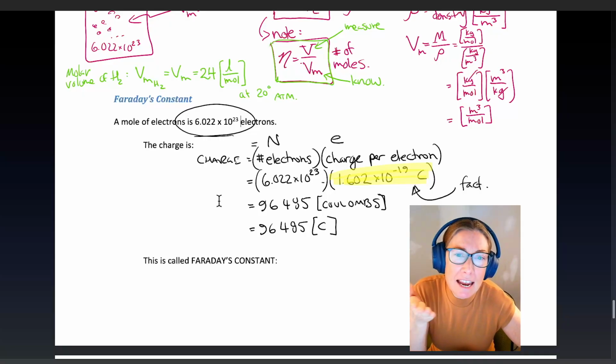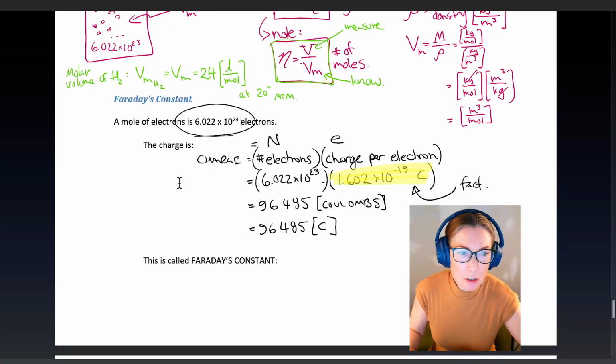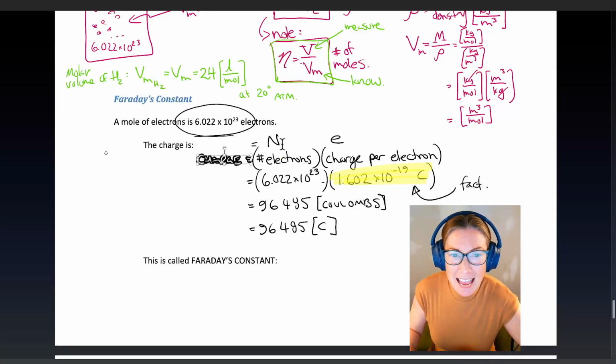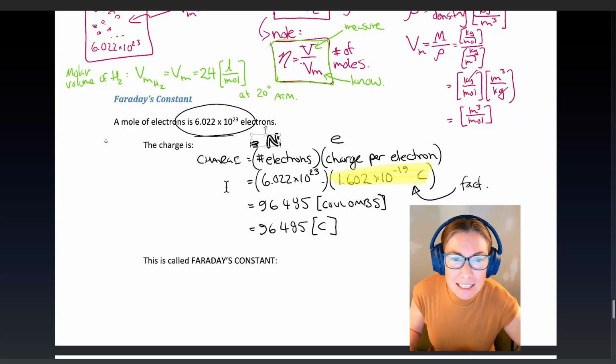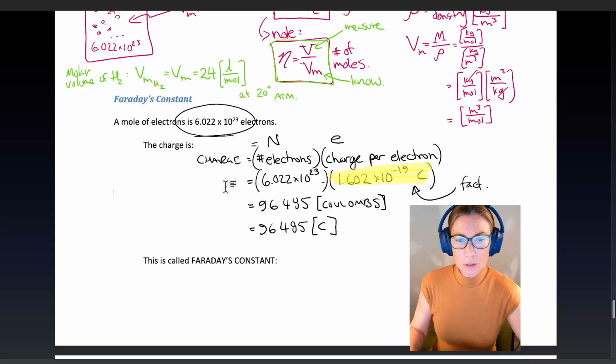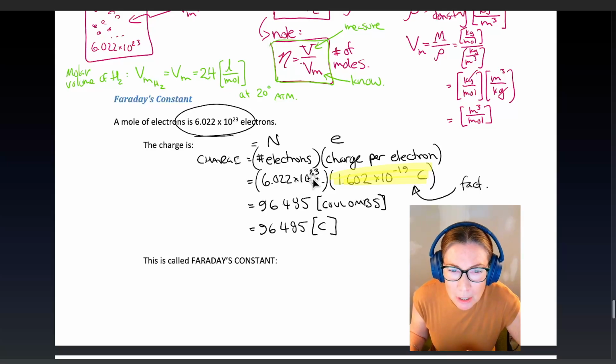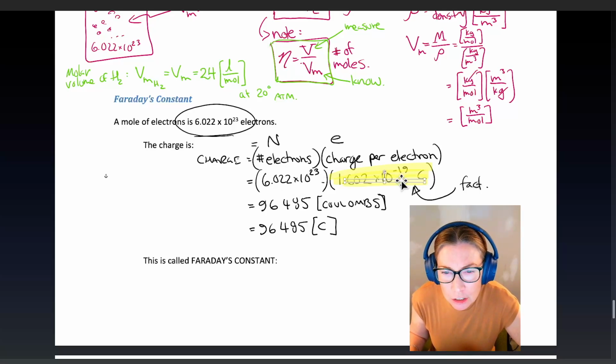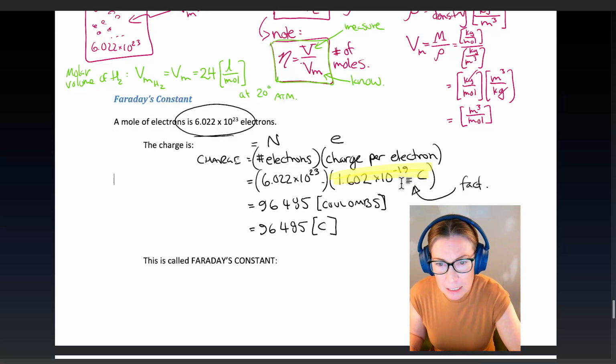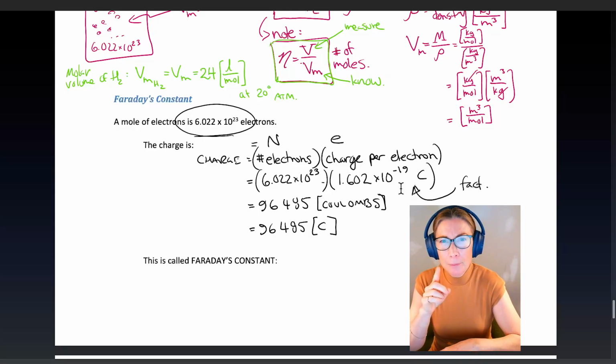So charge equals N times E is what I'm showing you on the screen here. Charge equals N times E. N is the number of electrons. And so we're going to say 6.022 times 10 to the 23. That's our number of the day. And if we take an Avogadro's number of electrons and we multiply it by the charge on each electron, how do we know that the charge on each electron is 1.602 times 10 to the negative 19? How do we know that?